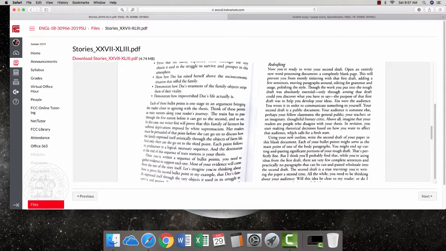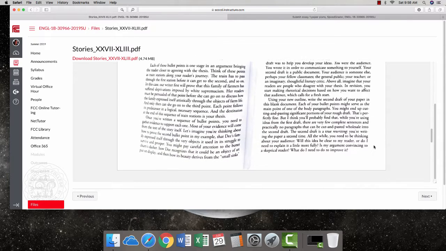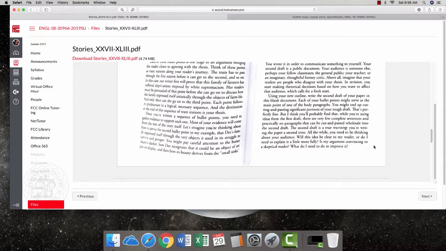The purpose of that first draft was to help you develop your ideas. You were the audience. You wrote it in order to communicate something to yourself. Your second draft is a public document. Your audience is someone else, perhaps your fellow classmates, the general public, your teacher, or an imaginary, thoughtful literary critic. Above all, imagine that your readers are people who disagree with your thesis. In revision, you start making rhetorical decisions based on how you want to affect that audience, which calls for a fresh start. Using your new outline, write the second draft of your paper in this blank document.